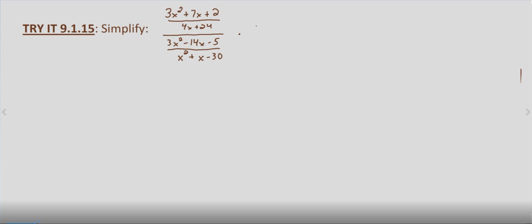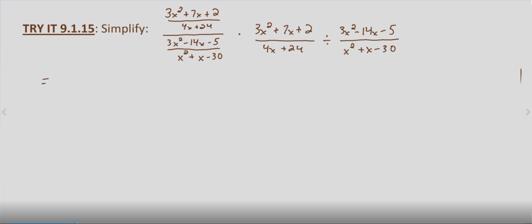When we do that, we end up with 3x squared plus 7x plus 2 over 4x plus 24, and that's going to be divided by 3x squared minus 14x minus 5 over x squared plus x minus 30. And now we'll rewrite that as a multiplication problem. So our first rational expression, we keep the same, 3x squared plus 7x plus 2 over 4x plus 24.